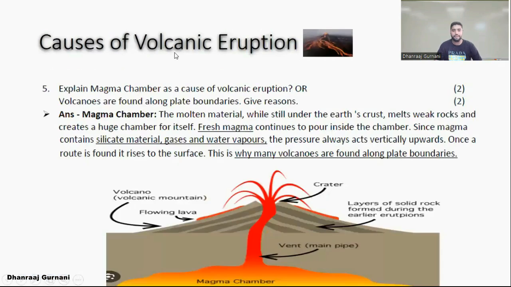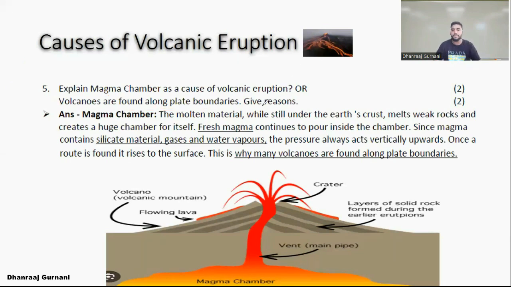Moving to the third and final cause of volcanic eruptions, the magma chamber. Explain how a magma chamber causes volcanic eruptions, a very important give reason here. Volcanic eruptions are found along plate boundaries, give reasons. Let's see what the answer says.